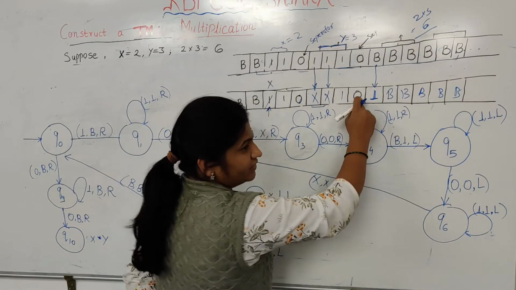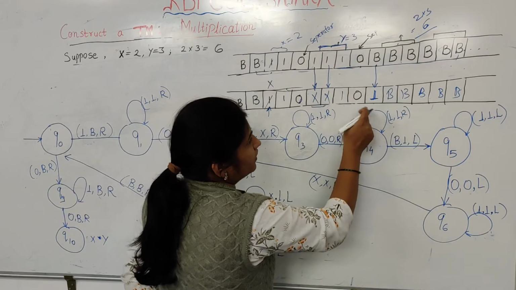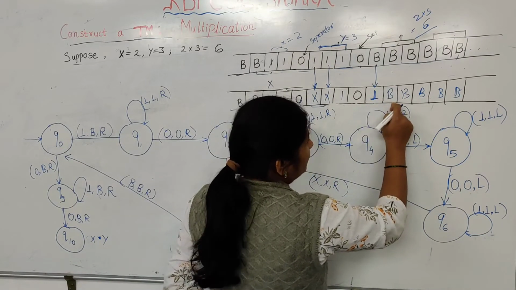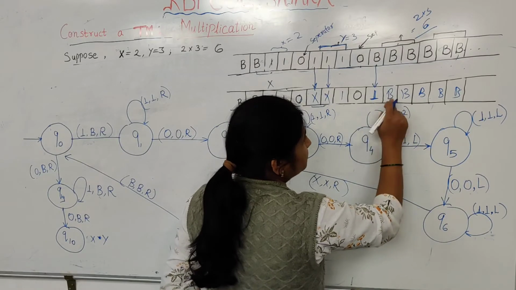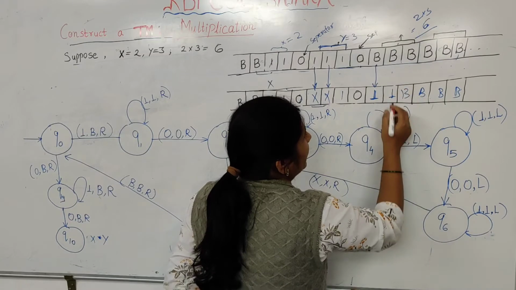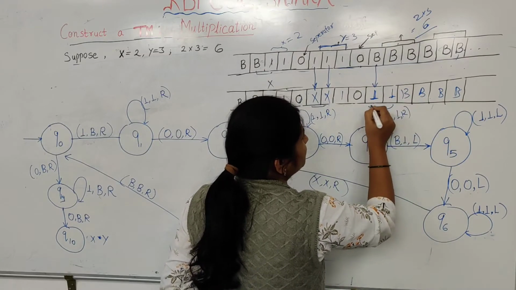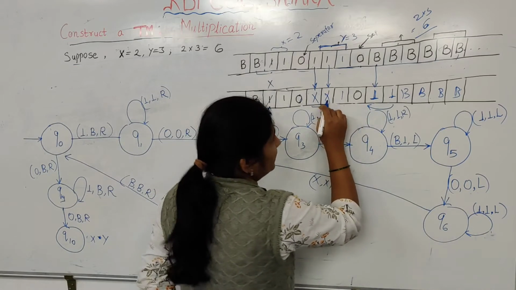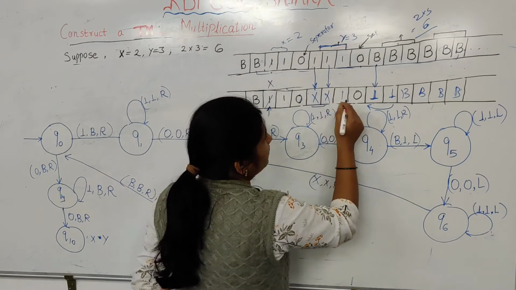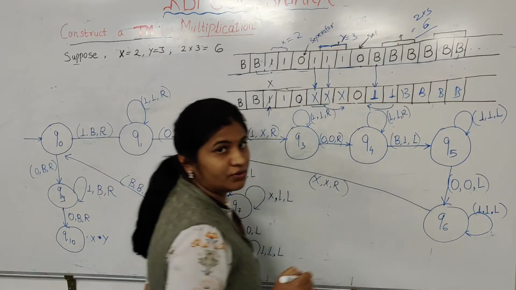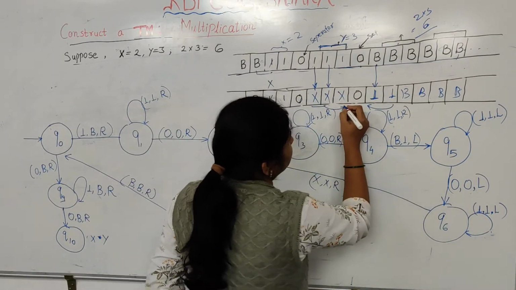If we get a separator that is 0, ignore it. Move towards the right until we get a b. We have to move towards the right. Once you get a b, we have to change it into 1, and we have to move towards the left. Okay, we have to move towards the left until we encounter the x. Once we encounter the x, we have to move towards the right, and we have to change this 1 into x.